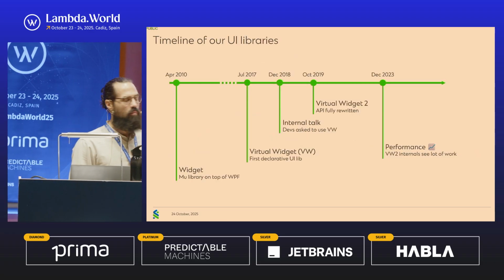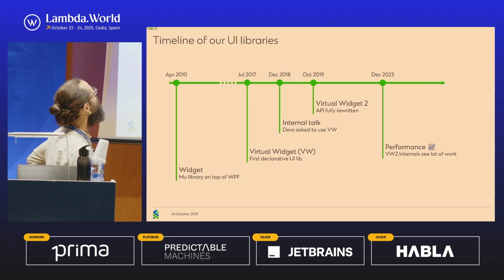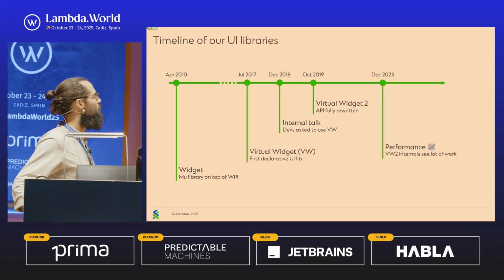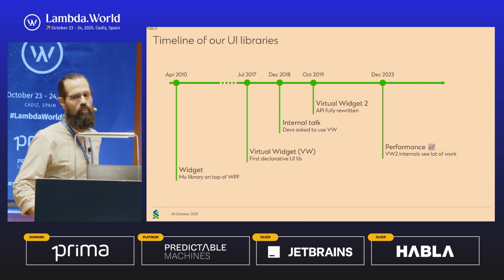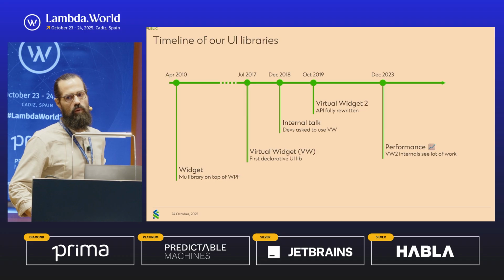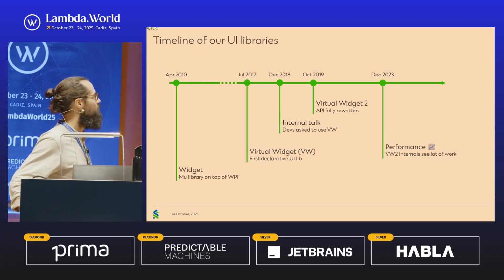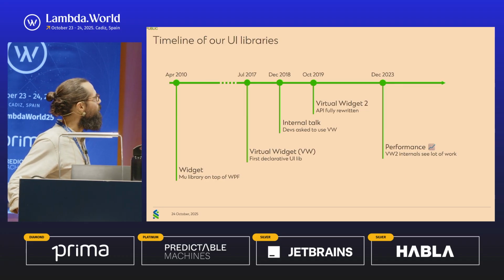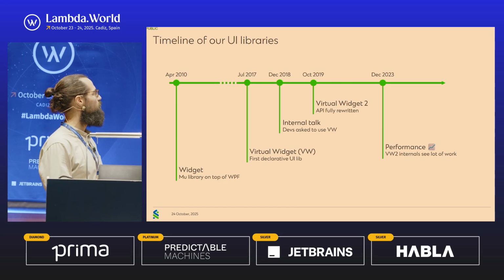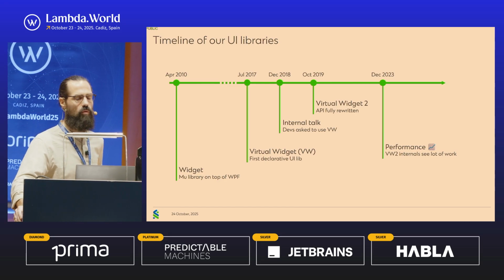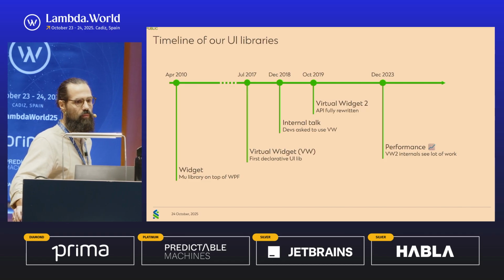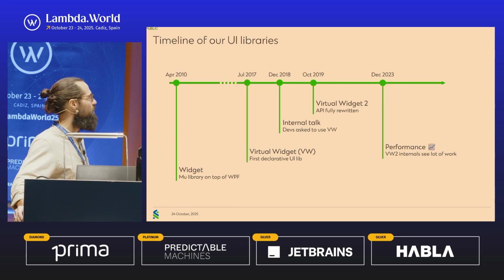This is a little bit of a timeline of the UI libraries that we've been building over the years. So it all started in 2010 with something called Widget. That was the first UI library that we built. And then in 2017, we started thinking about declarative UIs and how we can build graphical user interfaces better. Then after some initial internal talks and development, we found out that Virtual Widget wasn't particularly good at handling performance. So we came out with another one. We call it Virtual Widget 2. And that's the second iteration of the Virtual Widget library.